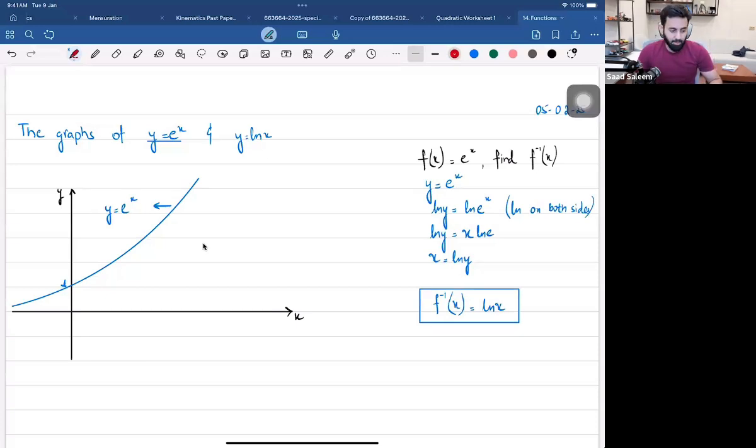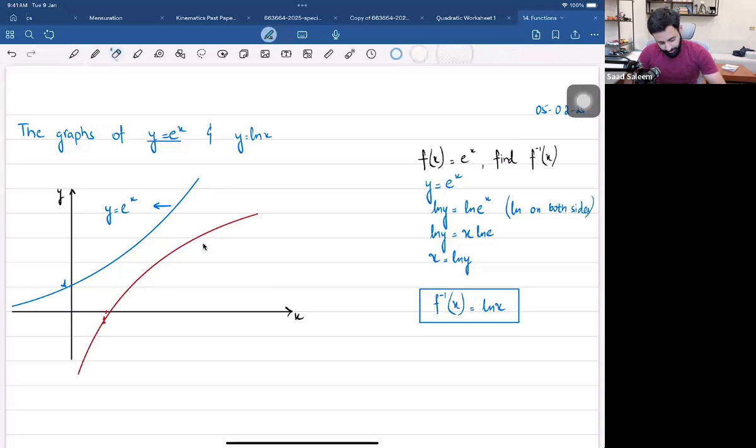And what is ln 1 equal to? Pick up your calculator and find out. ln 1, you'll notice, is equal to 0. That means when x is equal to 1, y is equal to 0. So that is the x-intercept. So this is what the graph of ln x looks like. Okay, so this is the graph of ln x.